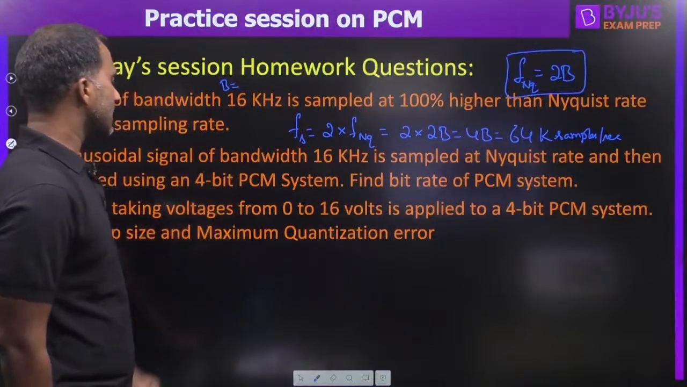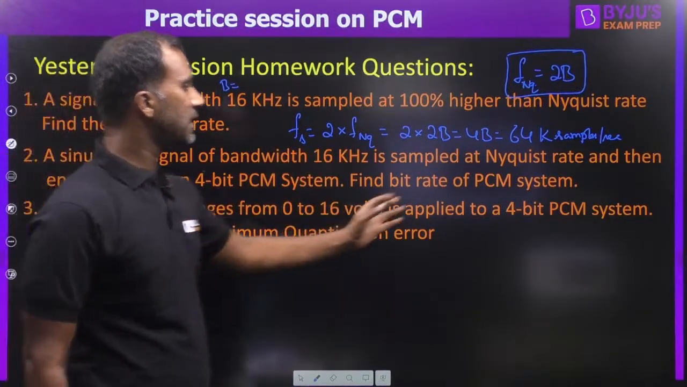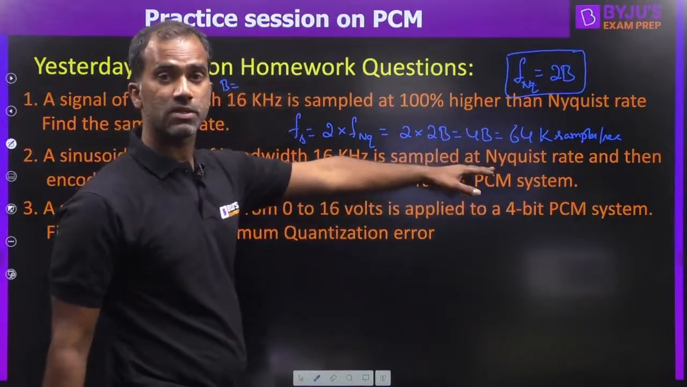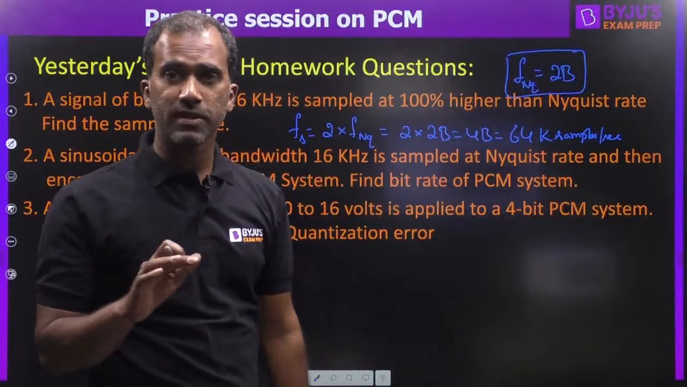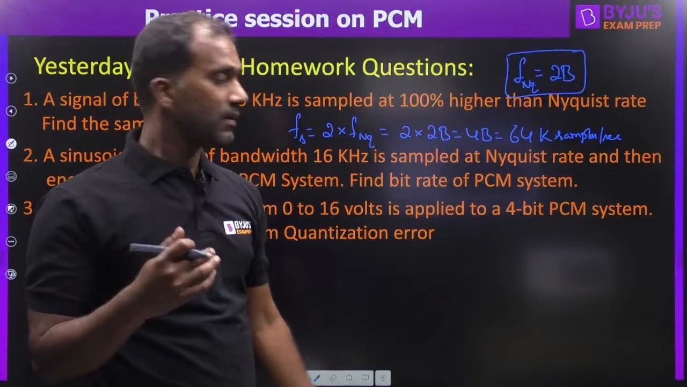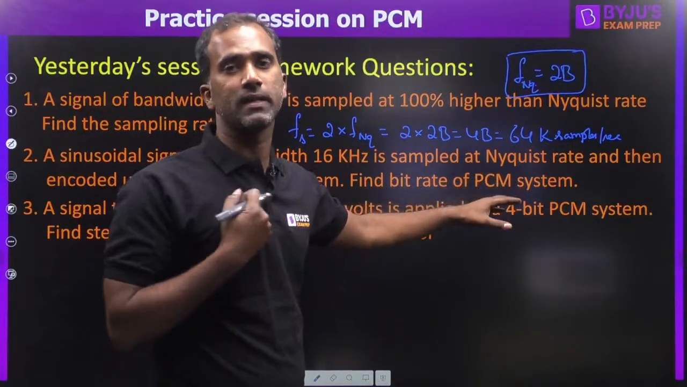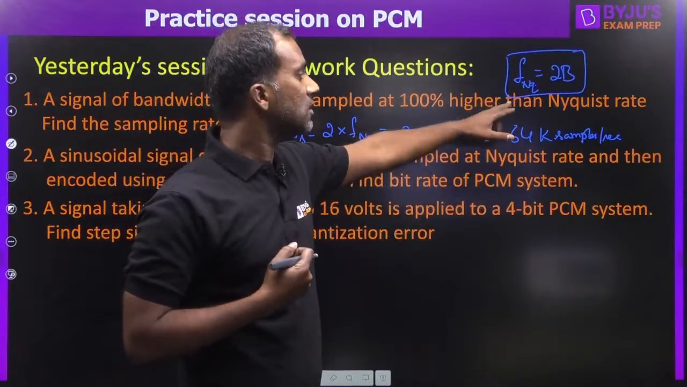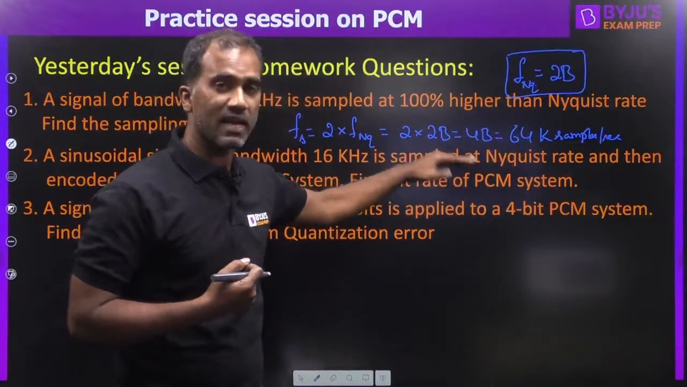Second question: a sinusoidal signal of bandwidth 16 kilohertz is sampled at Nyquist rate. So the sampling rate is the same as Nyquist rate. Sampling rate need not always be the same as Nyquist rate. Whatever information they give you about sampling rate in the question, we have to take that. In the previous question it was 100% higher than Nyquist rate, and in this question they have given that it is Nyquist rate.